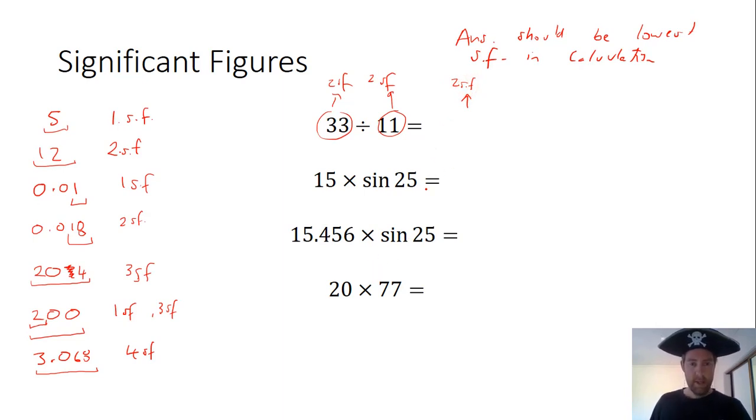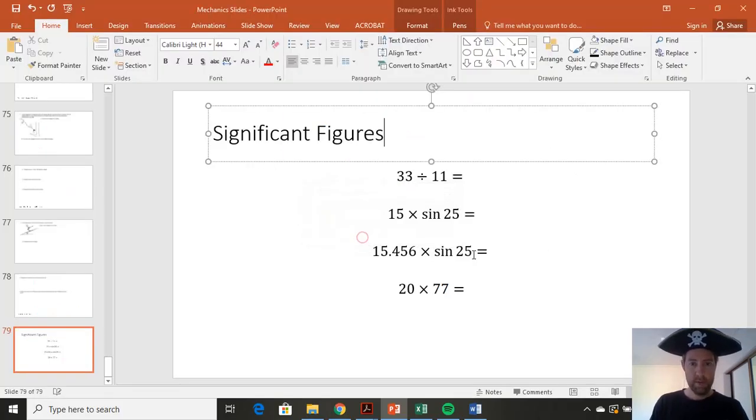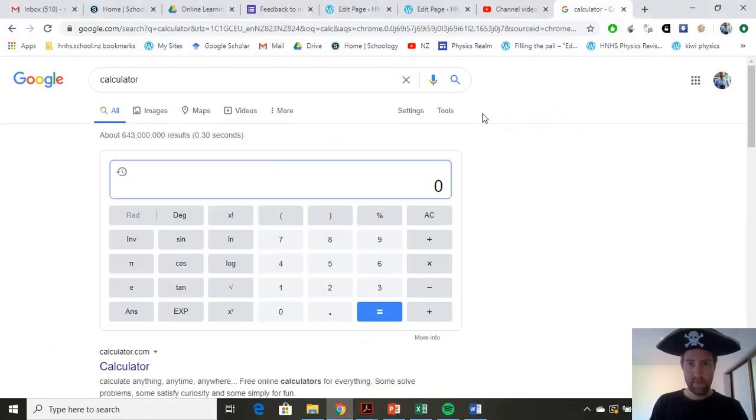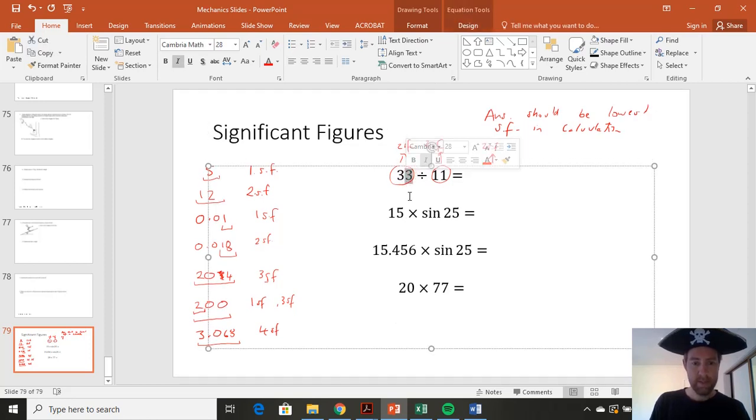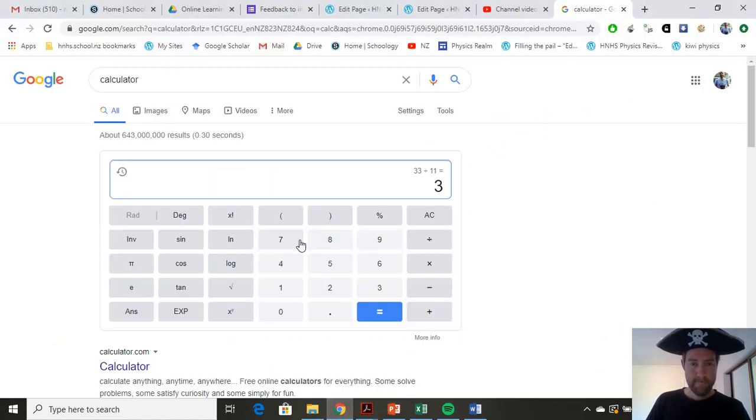Let's get my calculator. I want to go to 33 divided by 11. 33 divided by 11 equals 3. Let's change this to one that's not as nice. Let's do 36 divided by 11. I want one with lots of decimal points. Okay, 3.2727 recurring.